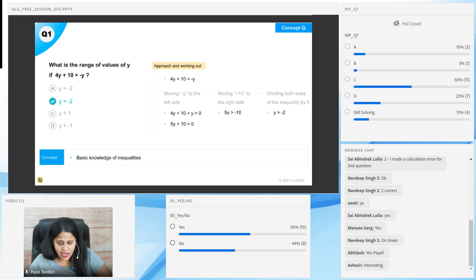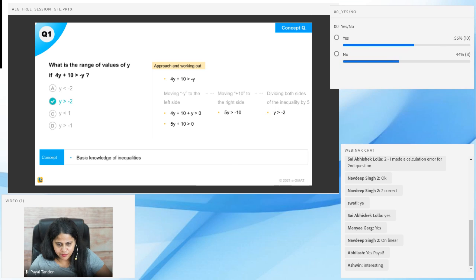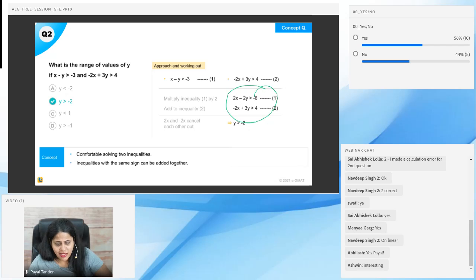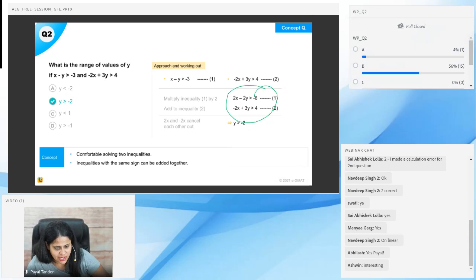Okay, now let's look at these questions over here. I'm going to hide this here, and let's get this yes no poll here. So this question, basic knowledge of inequalities, right? I'm not going to go into the details of this one. Here, the main thing was that you need to manipulate the inequalities the right way. And once you do that, you get y is greater than -2. Now, when I look at the results of this one, I think it was 56% accuracy, right?